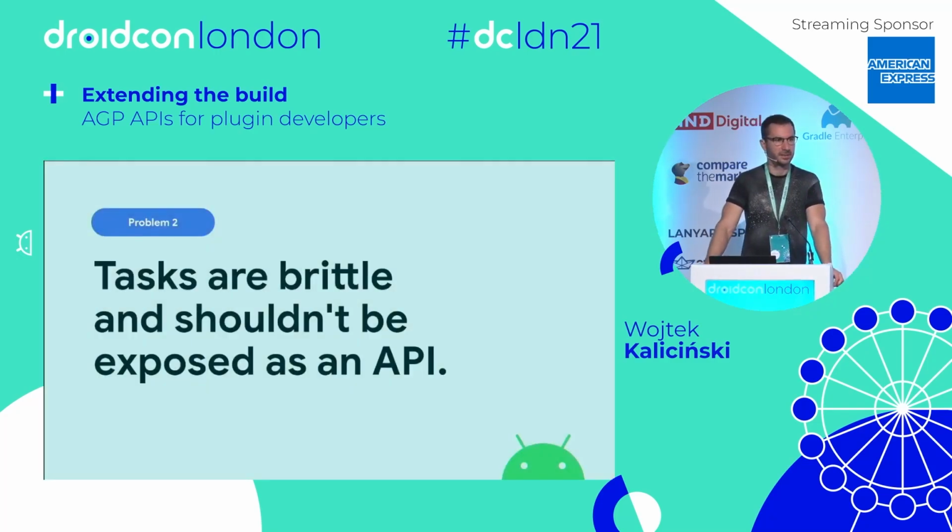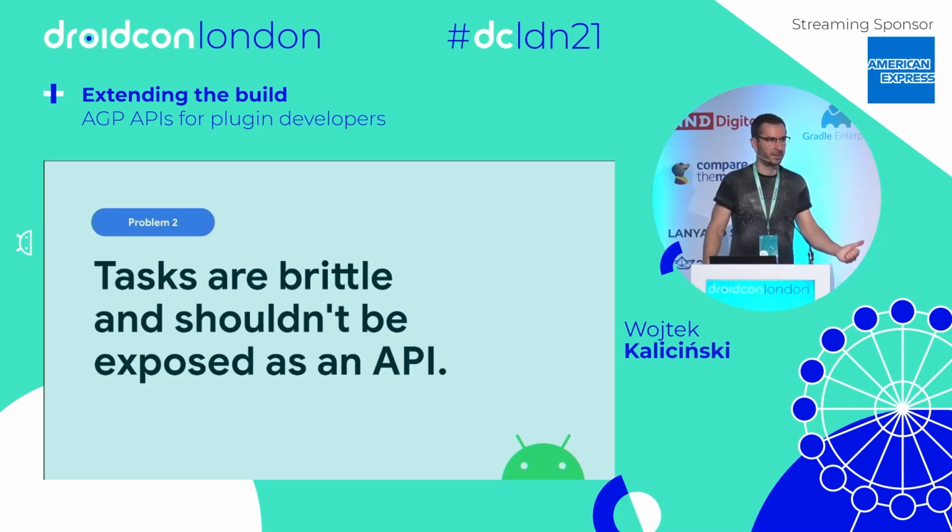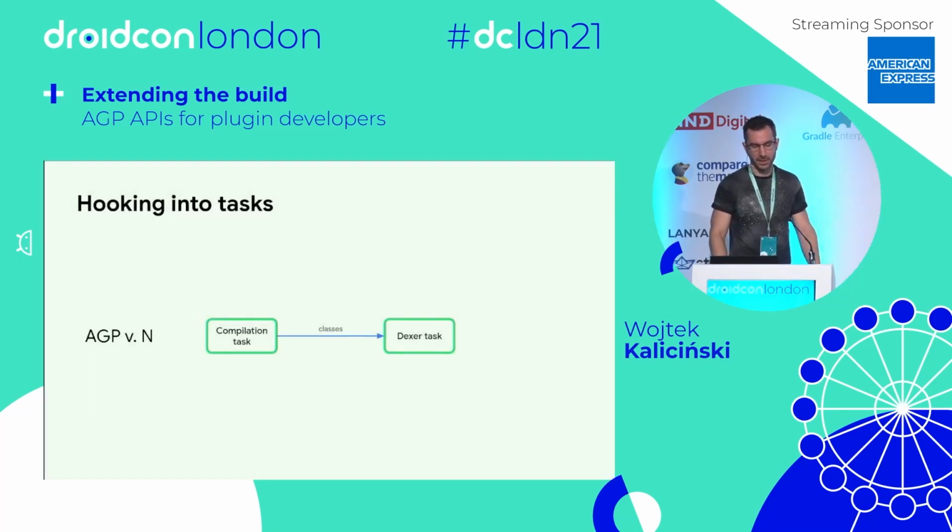Okay, but we're talking about tasks a lot. The problem with tasks is that they are a brittle API. It's fine to do what I did. Everything's in my own plugin. I control the dependencies between tasks. If I change anything in the next version of my plugin, everything will work. I'm not depending on anyone else's tasks but my own. However, they should not be exposed as an API from a plugin. And let me show you why.